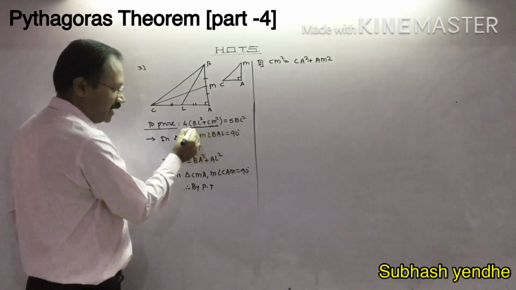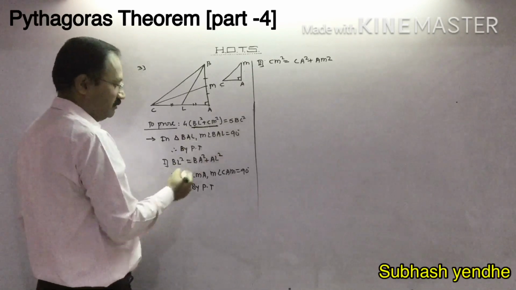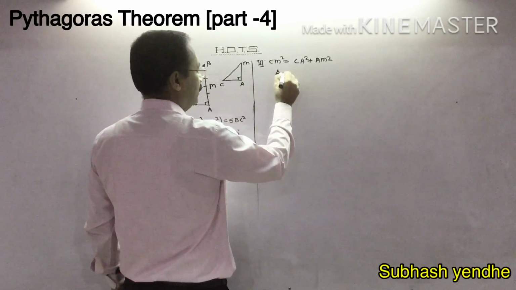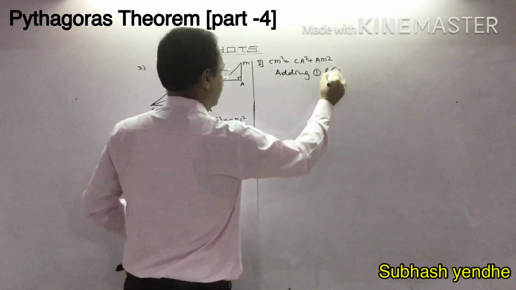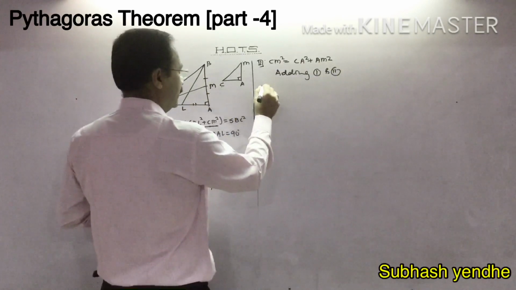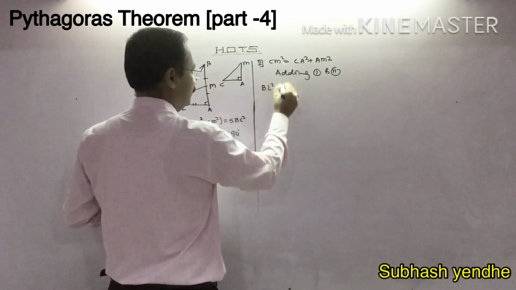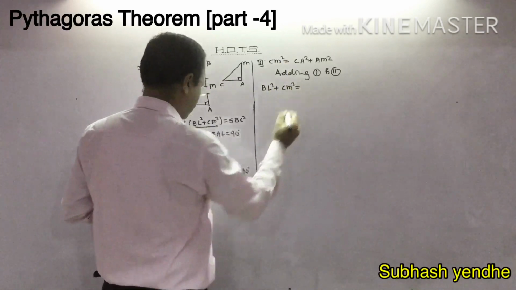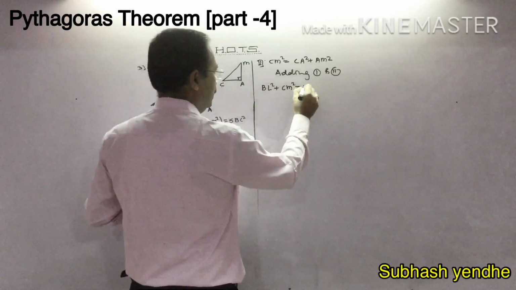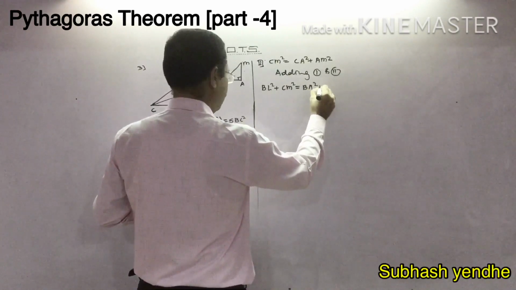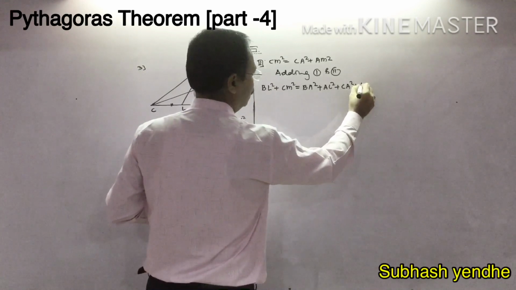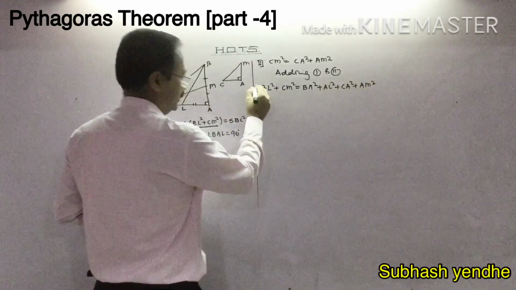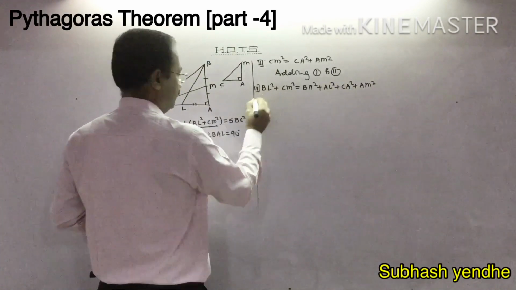Now what you have to do? You have to add these two equations. So I am adding 1 and 2. You will get BL square plus CM square. Left hand to left hand, right hand to right hand. Then BA square plus AL square plus CA square plus AM square. Give the number 3 to this equation.